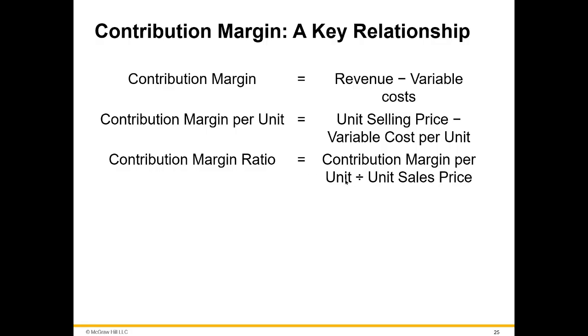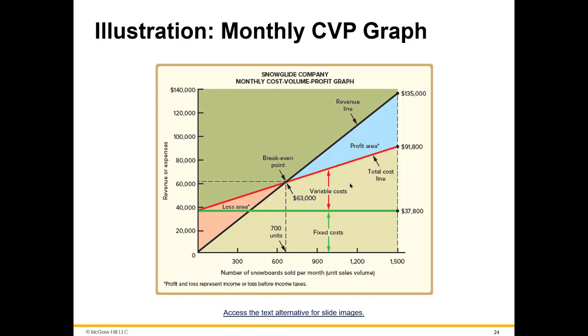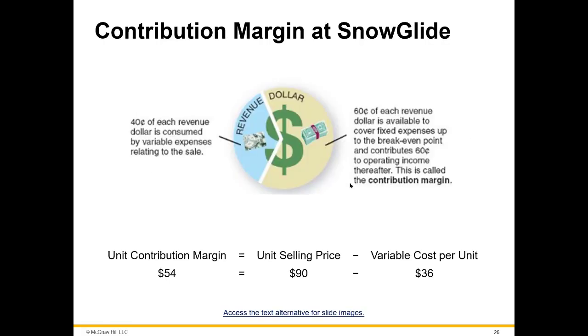That was $36 divided by sales price, $90. And that gives us a contribution margin of 60%. Okay, so let's see what's next after considering contribution margin. All right, so here's our 90 less 36 equals 54, and it's 60%. So we see what that looks like in terms of variable expenses.